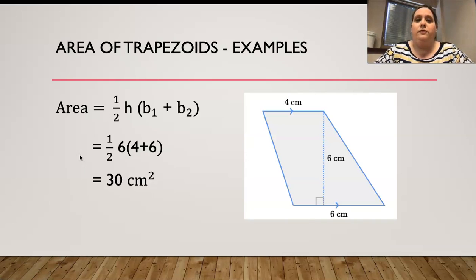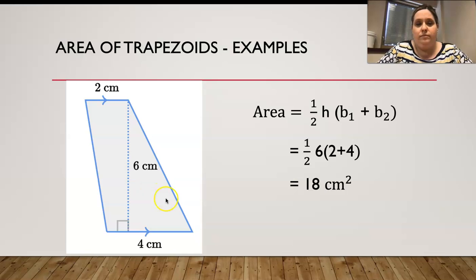So the area formula for trapezoids is half the height times base 1 plus base 2. So for this example, we have half of a height of 6 centimeters times 4 plus 6, the two bases. And when we plug those numbers into our formula, we get 30 centimeters squared, or squared centimeters. Here's another example. We plug these numbers in, our height is 6, our base 1 is 2, base 2 is 4. We get 18 centimeters squared.